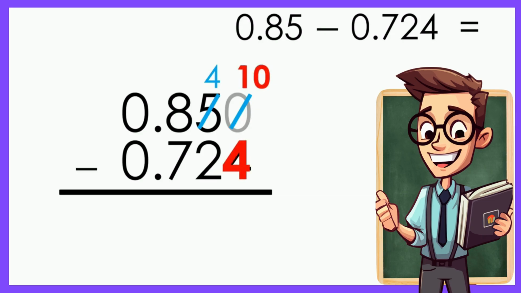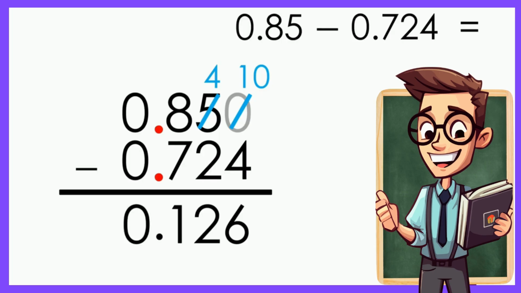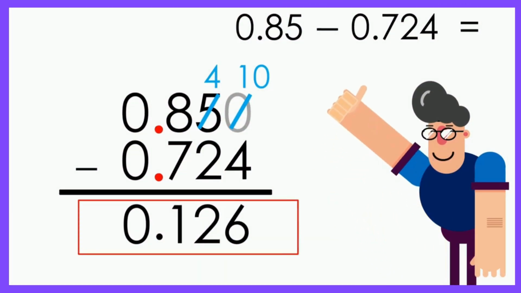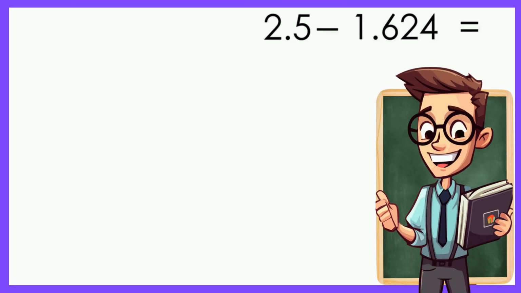10 minus 4 is 6. 4 minus 2 is 2. Here we have 8 minus 7, and that's equal to 1. Next, we copy the decimal point. Again, make sure that the decimal points are aligned. Last, we have 0 minus 0, or simply copy 0. So the answer to this equation is 0.126.